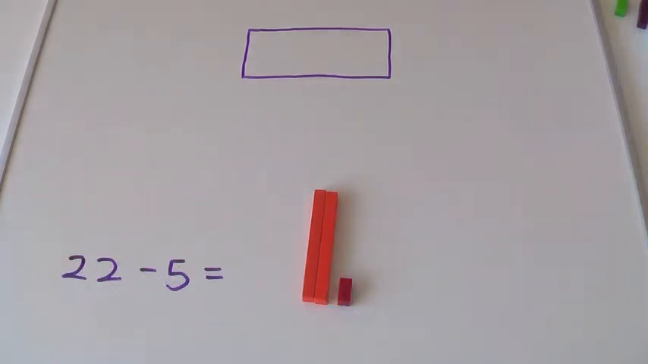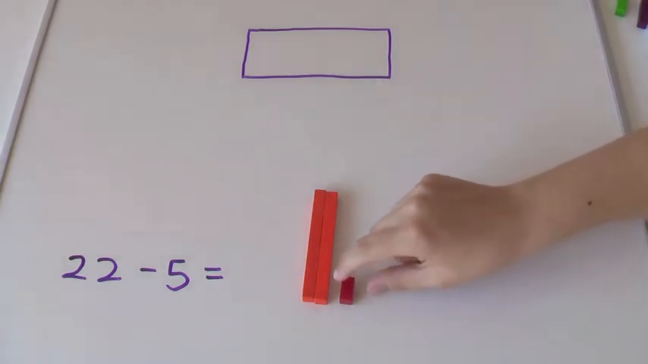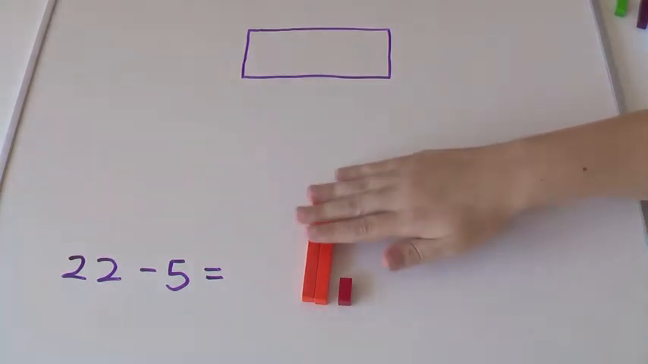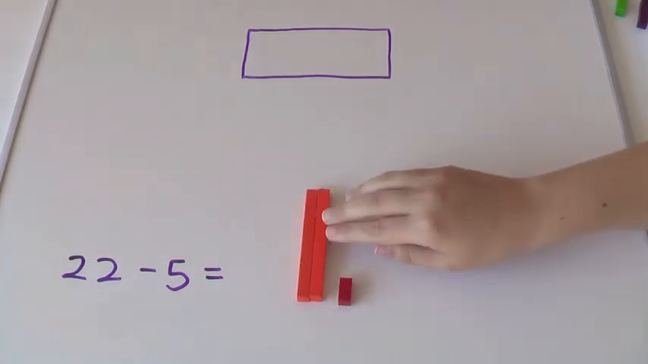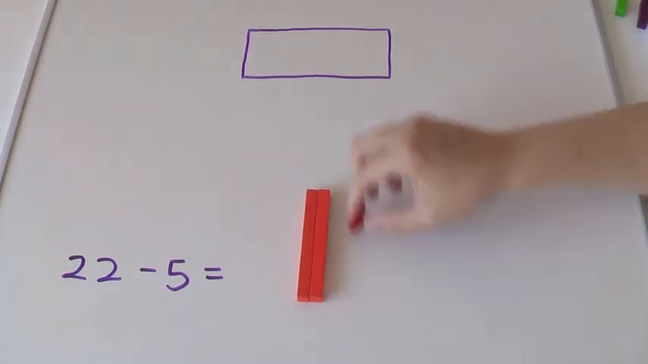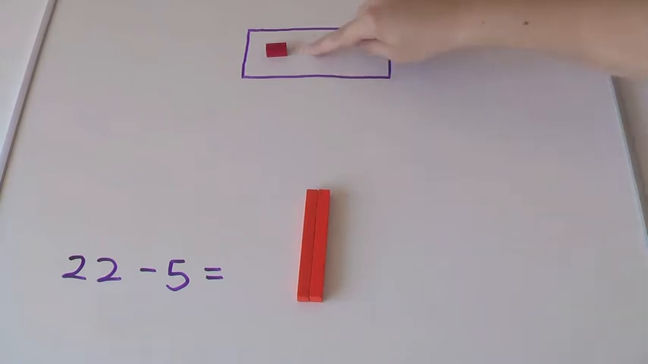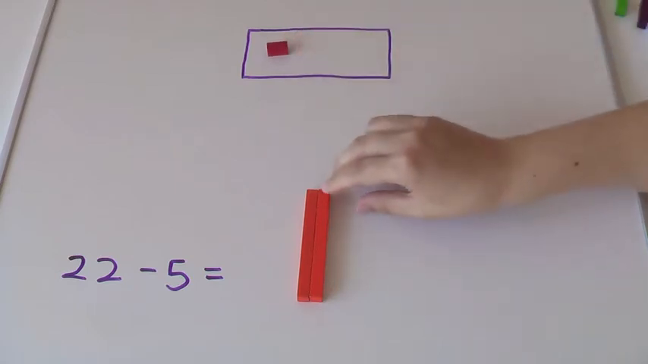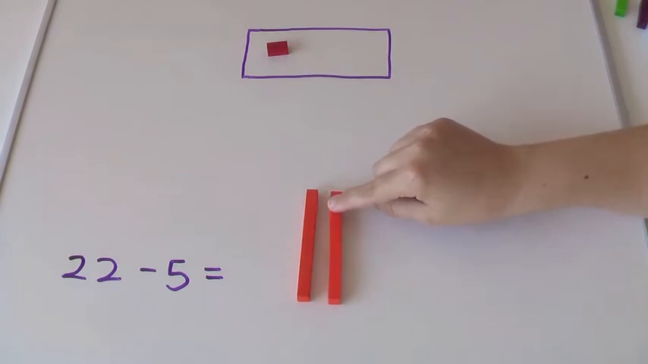All right, now we move on to crossing over a 10. We have 22 here, and we want to take away 5. We want to put 5 in the box up here. We can't take 5 from our 2, so we have 2 options here. We can take 2 away first and then think, what else do I need to take away so that I have 5 in my box? Well, if I've taken away 2, I need to take away 3 more to take away 5 altogether. So I'm going to take 3 from this 10.